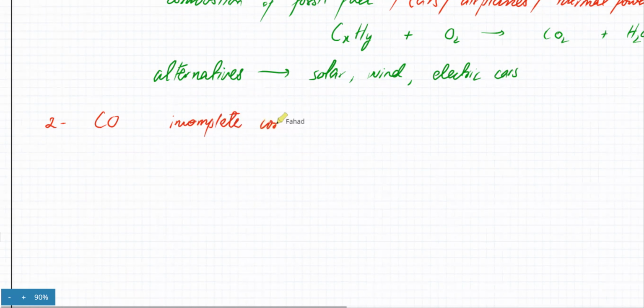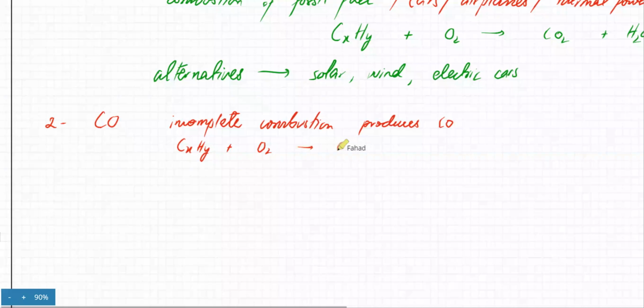So whenever you have incomplete combustion, that produces carbon monoxide. For example, there's a hydrocarbon and it burns and there's not sufficient supply of oxygen, so it might result in the formation of carbon monoxide and water molecules. Anyways, that's incomplete combustion.